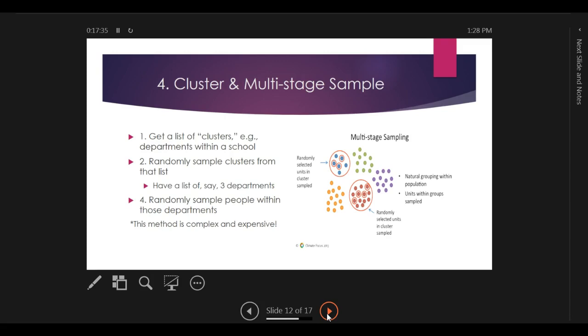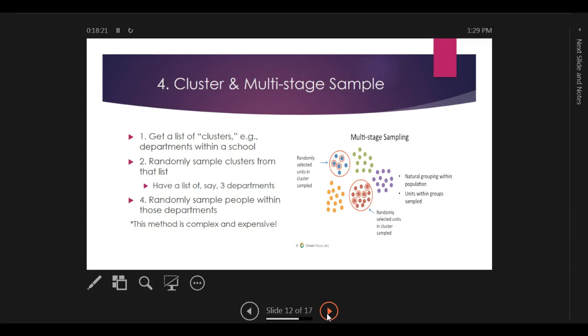So you get a list of clusters, for example, departments within your school. Okay, I have lots of clusters, so I want to have this list of clusters. Physics department, math department, English department, PE department. Okay, these are your clusters. You have a lot of clusters or branches. Now I'm going to randomly select from that list of clusters. So say, for example, I'm going to have 3 departments, and it's a step.